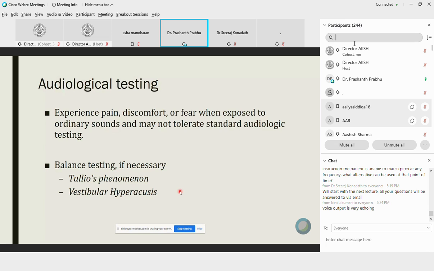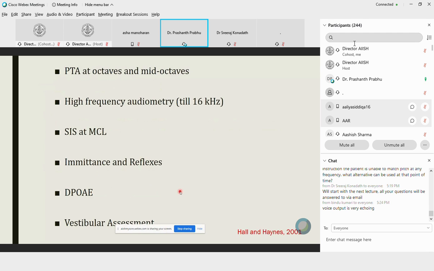So I said audiological test. Which audiological test should be used? Hall and Haynes in 2001 suggested that these should be in your test battery. Okay, and PTA at octaves and mid octaves. You should do pure tone audiometry at octaves, and I try doing it also at mid octaves. Okay, and always try to use an ascending method.